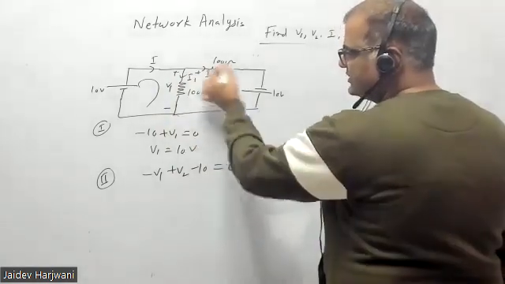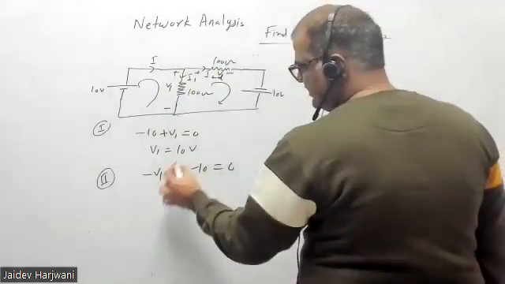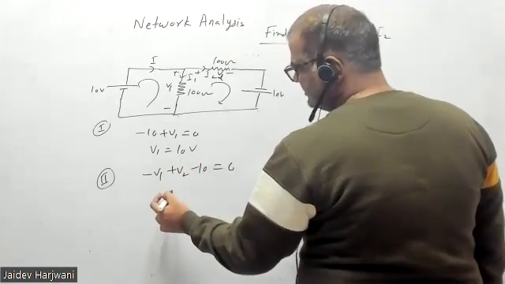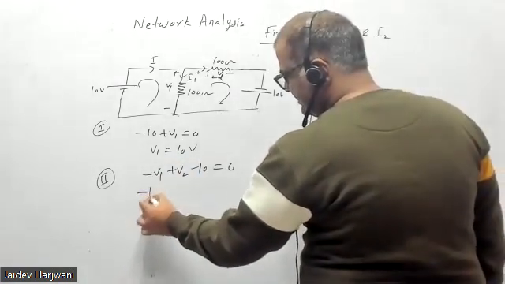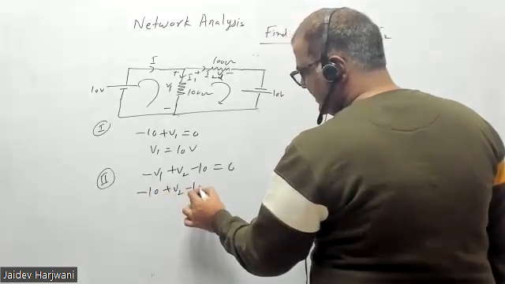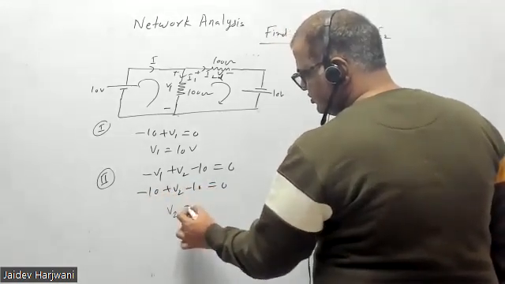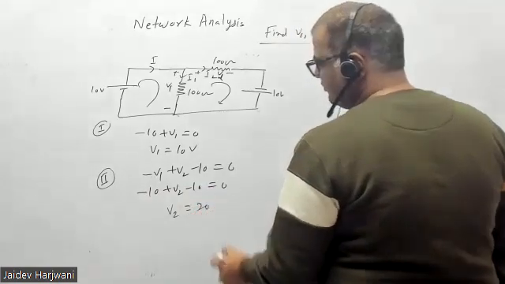You're moving like this. Minus 10, this value you already know. Minus 10 plus V2 minus 10 equals to 0. So V2 becomes how much? 20 volt.